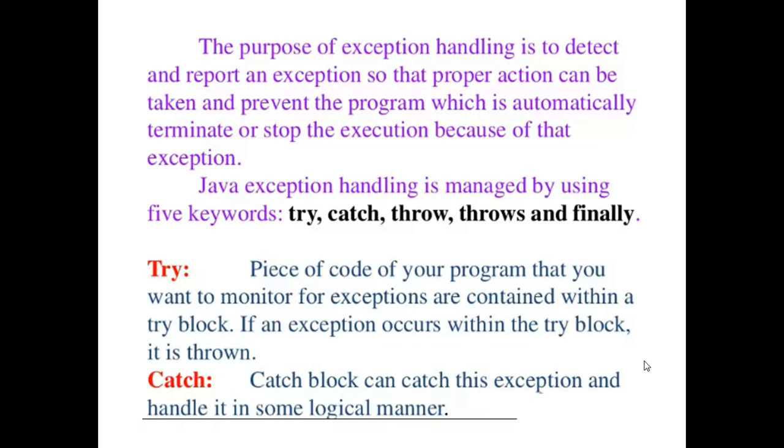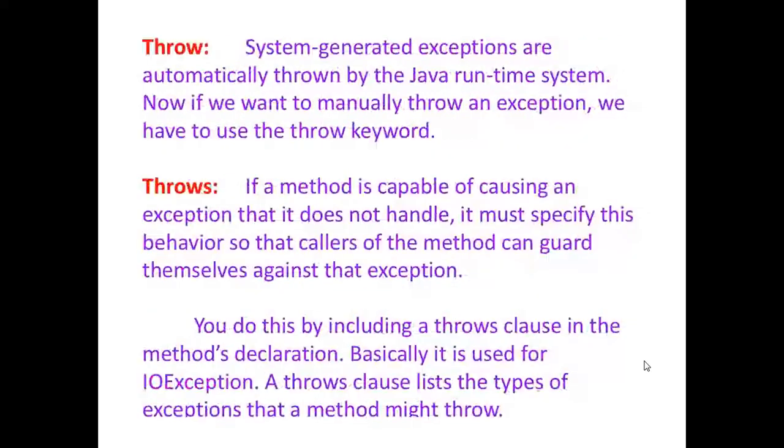We'll see first what is the meaning of try. A piece of code of your program that you want to monitor for exceptions is contained within a try block. If an exception occurs within the try block, it is thrown. Catch. A catch block can catch this exception and handle it in some logical manner.